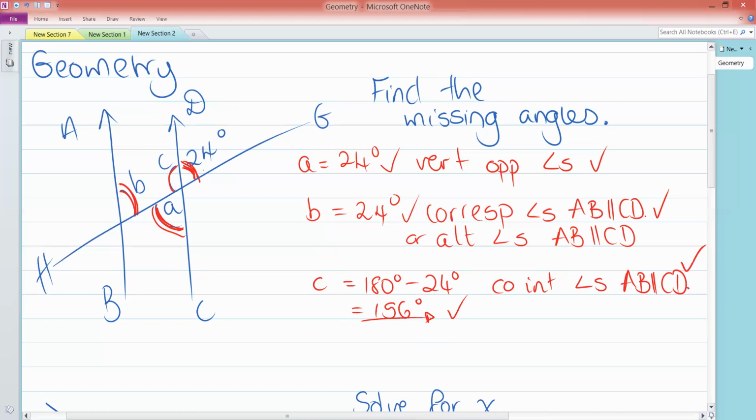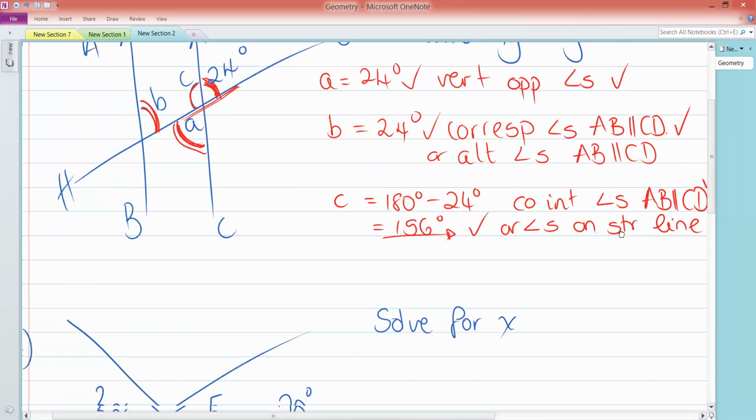Okay, so for that co-interior, what else could we have done to actually work out what C is? Look at where C is in relation to the original angle 24. This is a straight line. So if you have a straight line, you could have just said also 180 minus 24, giving you 156. But the reason this time would be angles on a straight line. Awesome. Well done. So that's the first one done.